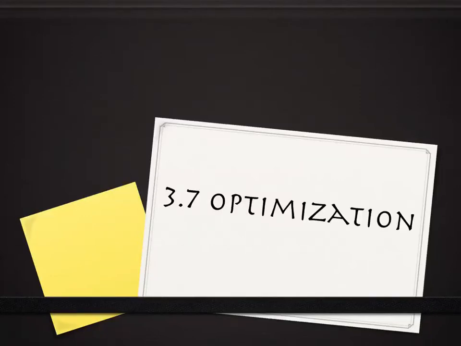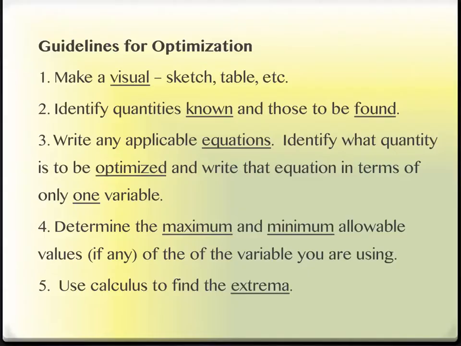All right, our last section for this year, section 3.7, we're going to be looking at optimization. Optimization is embedded in chapter 3, which means it's related to derivatives, right? Just like the related rates were. It's an application section of derivatives. That's what it is. So optimization guidelines, kind of like we did related rate guidelines.